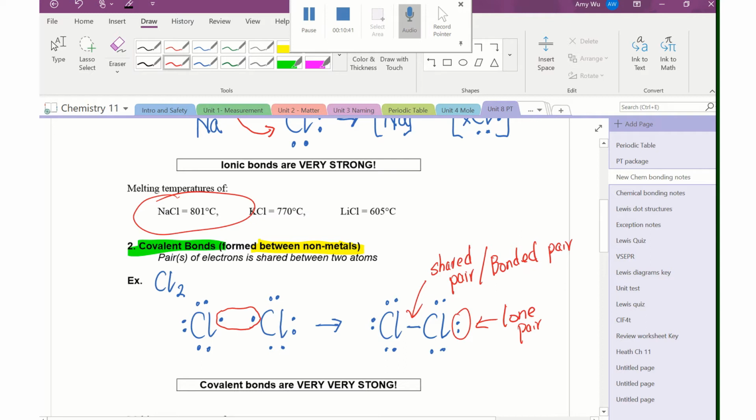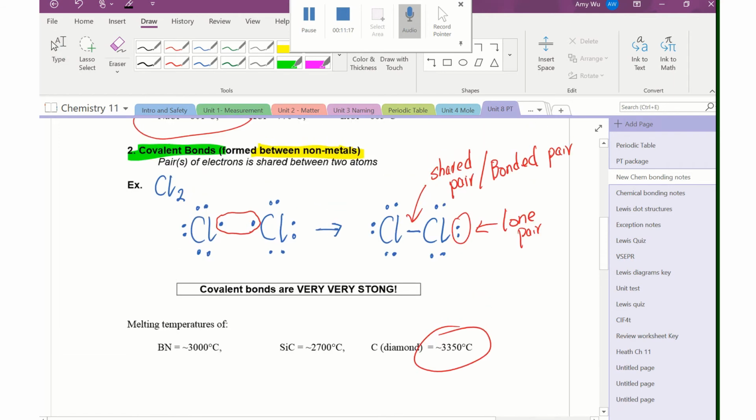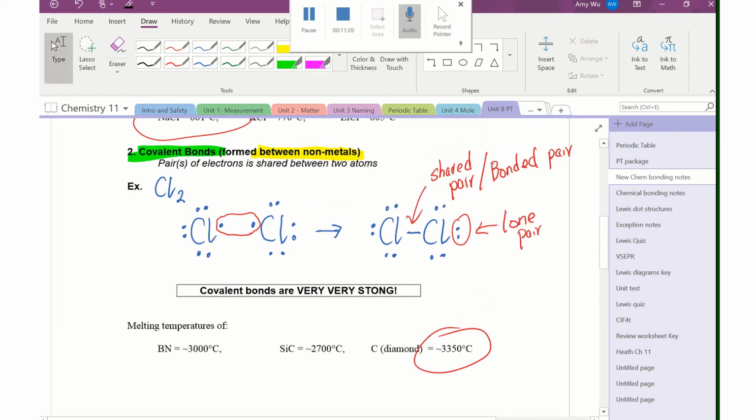Okay, so that's the covalent bond, and covalent bonds are in fact even stronger than ionic bonds. And if you take a look at some examples here, the melting temperatures of some covalent compounds are in the thousands of degrees. And you've heard that diamonds are forever, right? But in fact, they are not. Diamonds are only made up of carbon in a very special orientation, but if you provide really super hot temperature, you can actually melt diamonds. They're not forever.